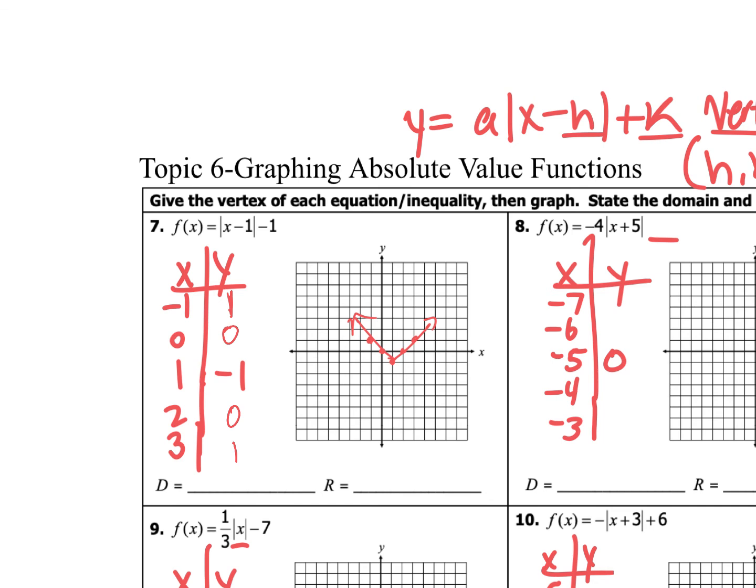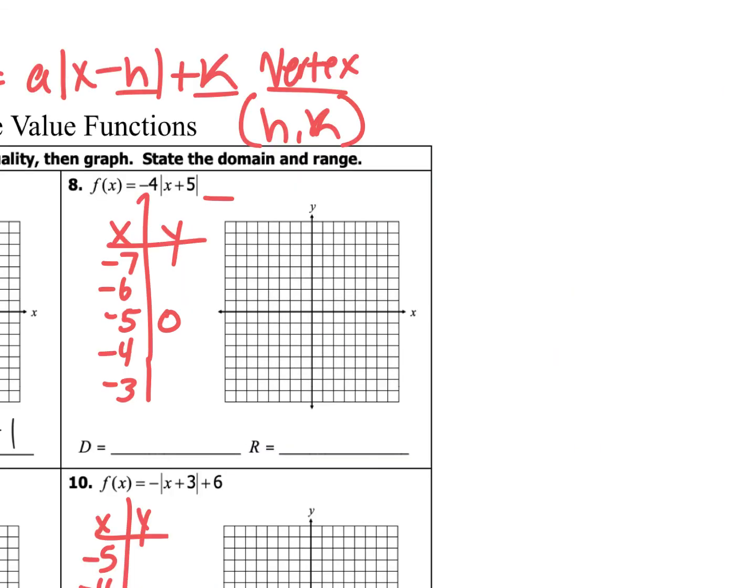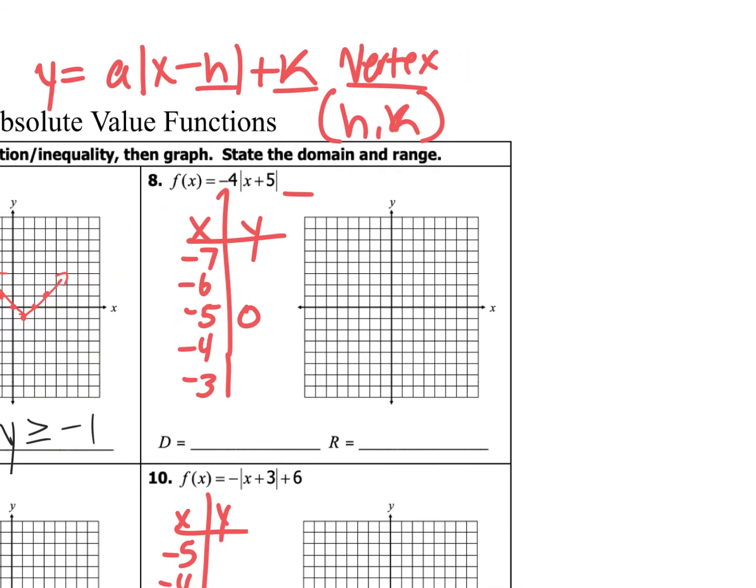Domain is all real numbers. Let's do a different color for that. It'll always be all real numbers. And the range, if it opens up, it's greater than or equal to, and it's the y value of the vertex, negative 1. All right, number 8. Let's graph it. Negative 7. It's going to be positive 8. I'm sorry, negative 8. Negative 6.